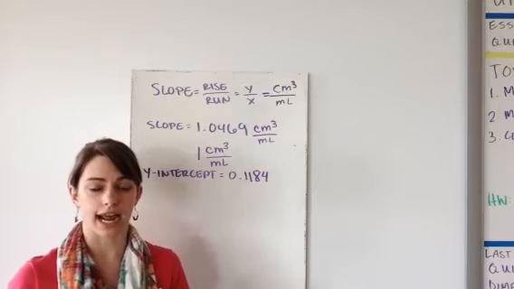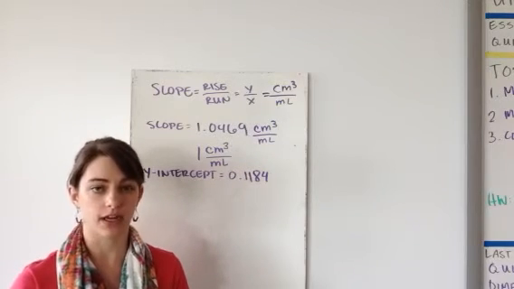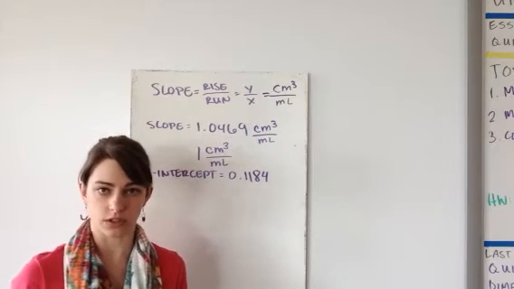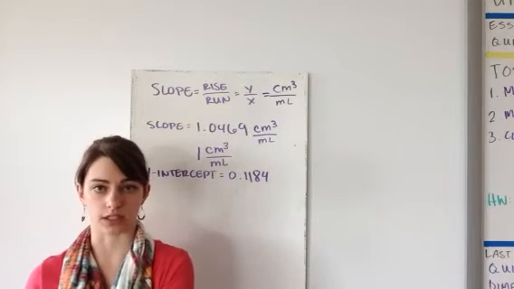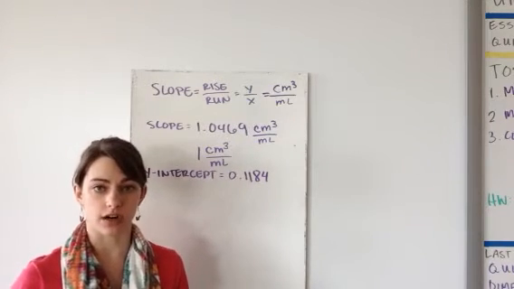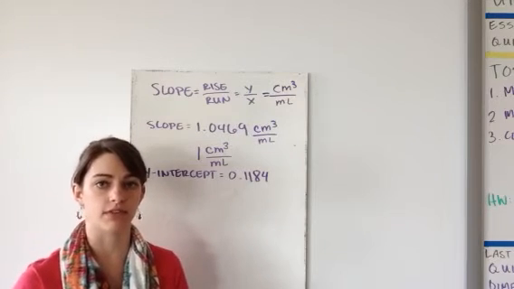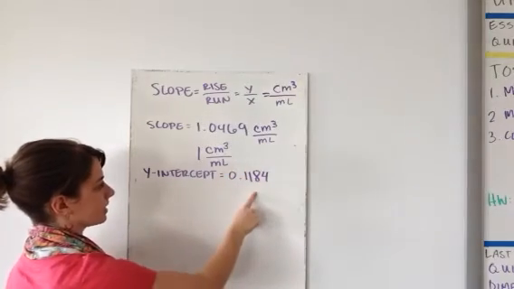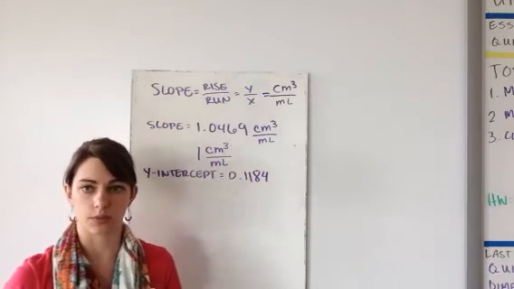Now if we think logically about this, our y-intercept should have been 0. We should have started at 0, 0. We should have started at the origin, because if we are measuring no volume, it doesn't matter what units we're using. 0 centimeters cubed is going to be 0 milliliters. Since our y-intercept isn't 0, that tells us we have some amount of error involved. So we can see that we have errors because our y-intercept isn't exactly what it's supposed to be, and our slope isn't exactly what it's supposed to be.